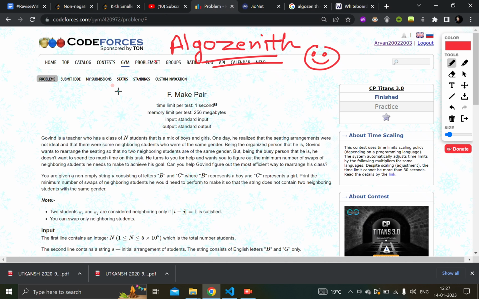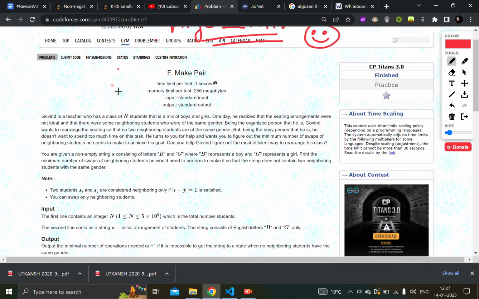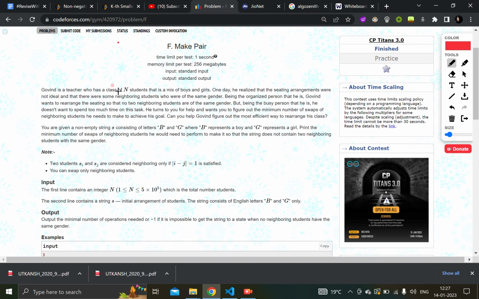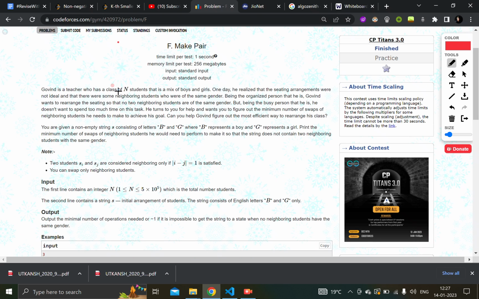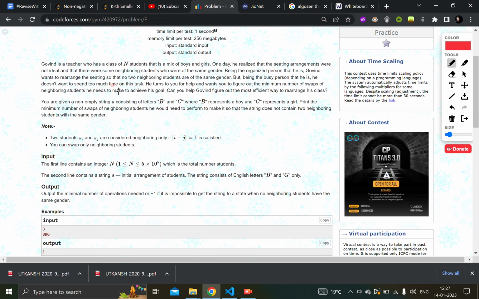The question is "Make Pair", which was asked in CP Titan 3.0. If you read the question, it mentions that there is a classroom and the teacher wants to arrange the students such that no two same genders are adjacent to each other. Your goal is to find the minimum number of swaps you need to do so that no two same genders are adjacent, and if no arrangement is possible, then you have to print minus one, right?